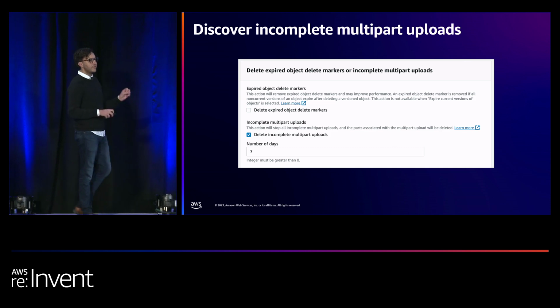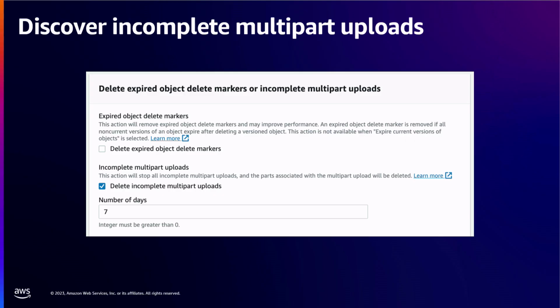This is so easy to do in the console today. You can go into the console, navigate to a bucket, click on the Management tab, and create a lifecycle policy. This gives you a really quick cost optimization win.